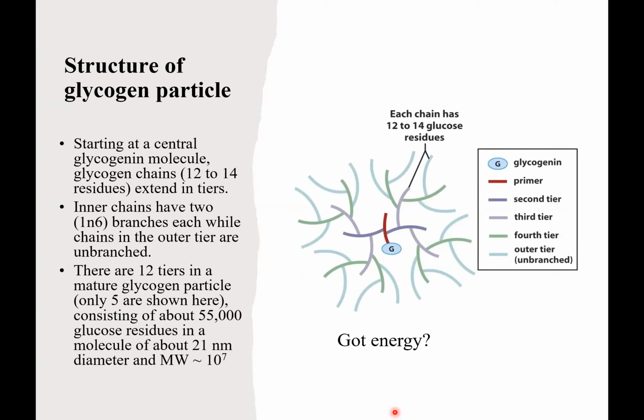Speaking of which, the structure of glycogen. So you can imagine that this is our primer here, right? And glycogen chains coming out of this primer, we get 12 to 14 residues in these chains in tiers. So this is a little mistake here. The inner chains have, this should say alpha 1 to 6 branches, while the chains in the outer tiers are not branched.